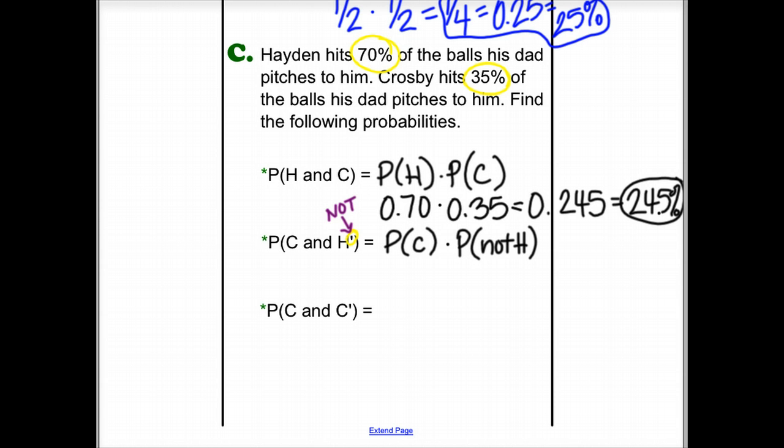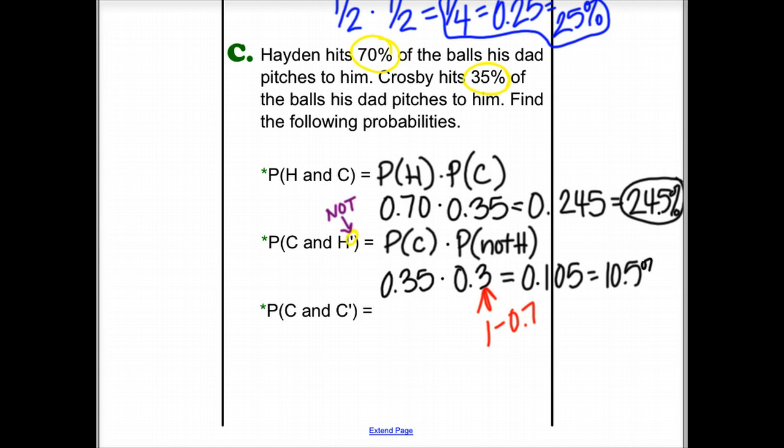So the probability of Crosby getting a hit is 0.35. The probability of Hayden getting a hit is 0.7, which means Hayden not getting a hit is 0.3, because I got this from taking 1 minus 0.7. Remember, 1 is 100% probability, and 100% minus 70% is 30%. So we have 0.35 times 0.3, and if I take 0.35 times 0.3, I get 0.105, which is equal to a 10.5% chance that Crosby will get a hit, but not Hayden.